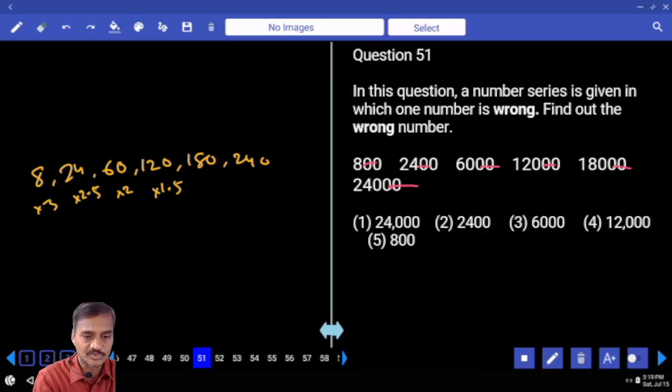Isn't it? 3, 2.5, 2, 1.5. This must be into 1. Hence what is the wrong number here? 240 is the wrong number. That is wrong. If a number is big you get confused. Remove those 2 zeros, it would be easier for me.